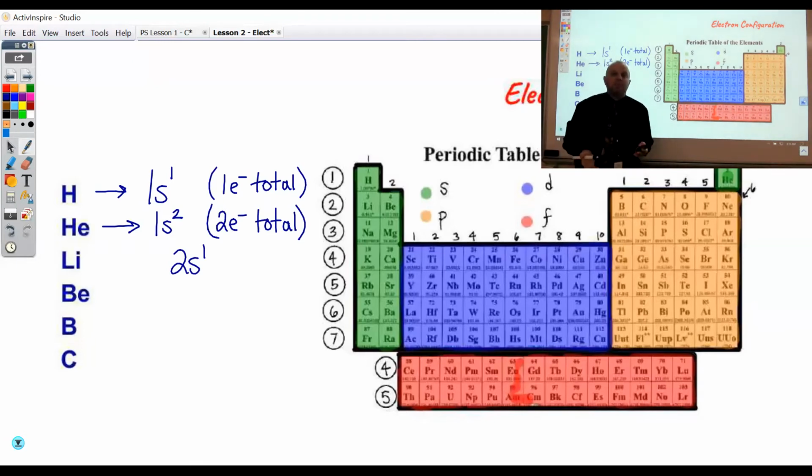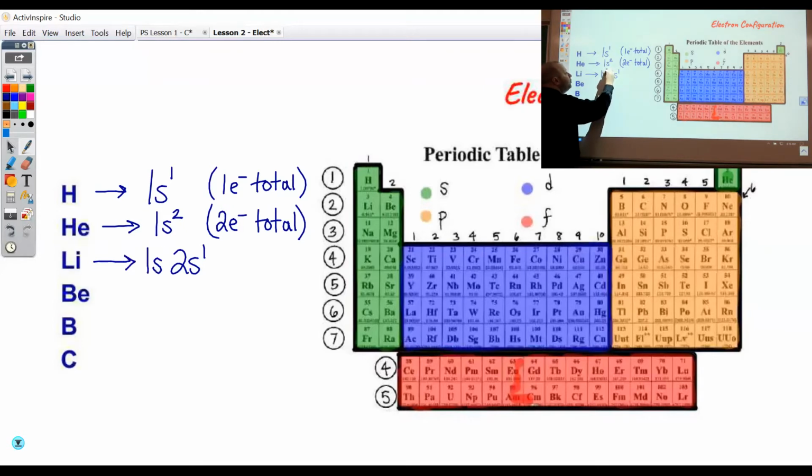You may notice we have a problem. And the problem is that right now, the superscript doesn't match the number of electrons that we find in lithium, which is 3. So in order to fix that, what we're going to do is we are going to include the 2 electrons in the 1s sublevel.